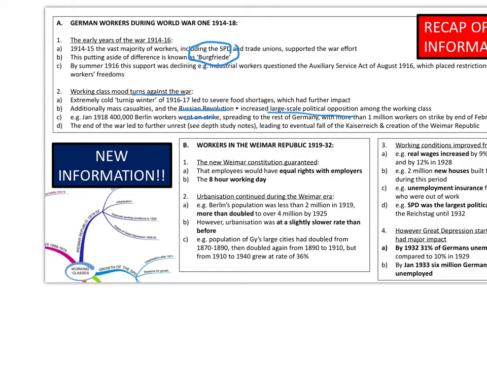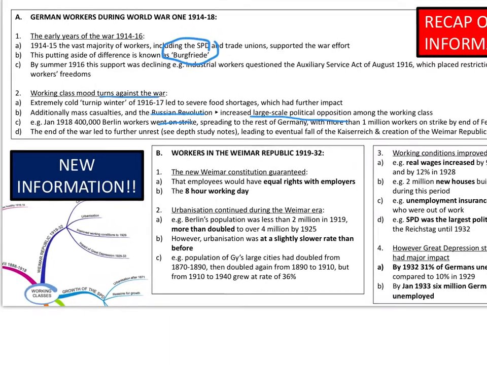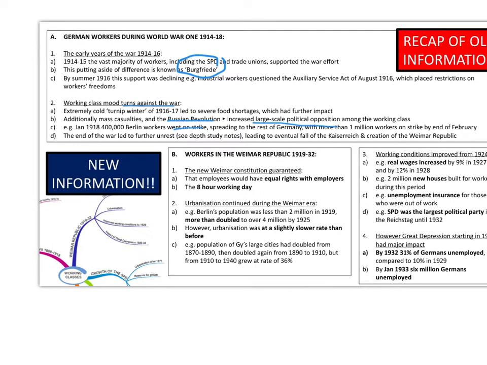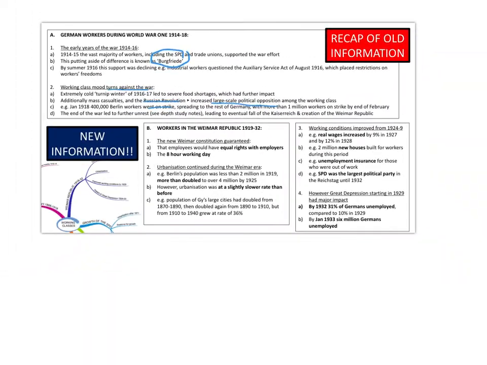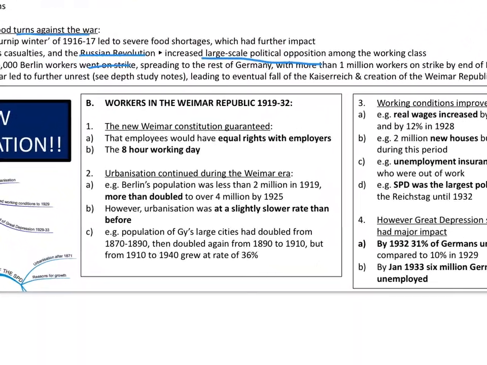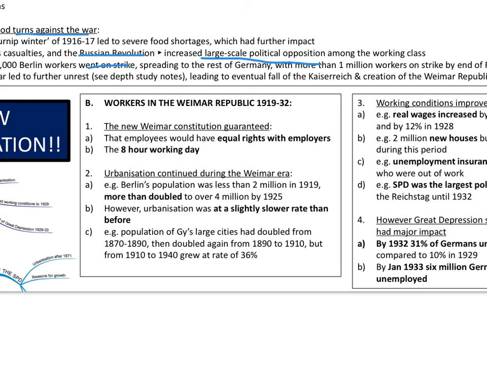And of course Ebert, their leader, took over in November 1918, and effectively the SPD formed the first government, and Ebert became the first president of the new Weimar Republic after the fall of the Kaiser. So we've covered all of that. Okay, so now in terms of new information, the key things are as follows.